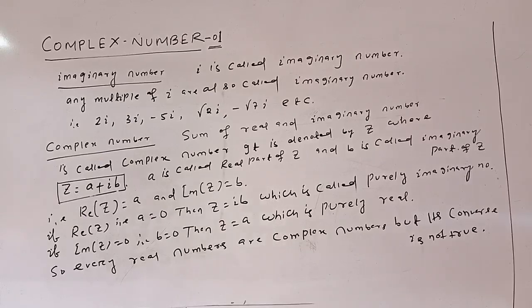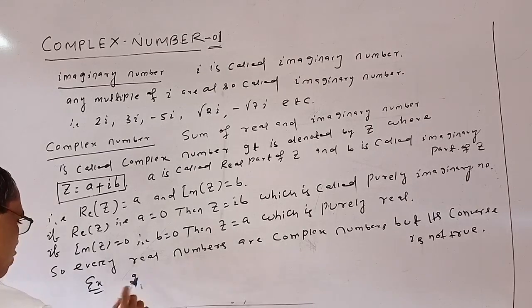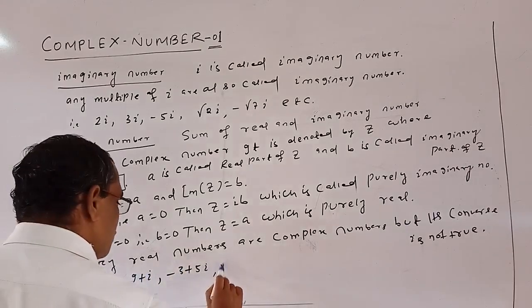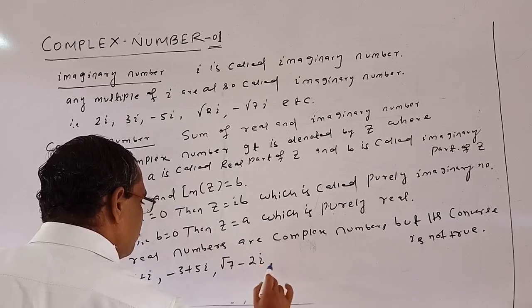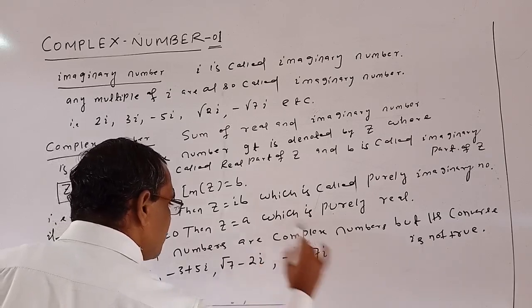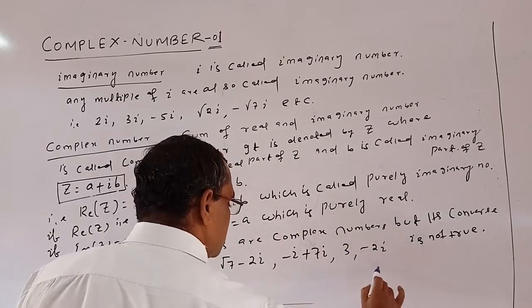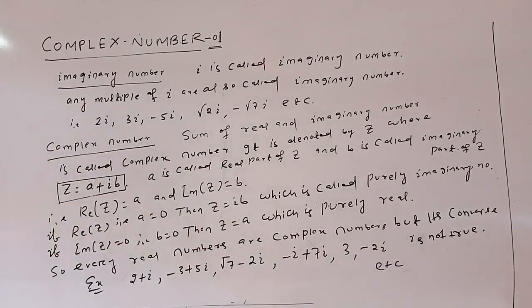Examples of complex numbers: 2 plus i, minus 3 plus 5i, root 7 minus root 2i, minus 1 plus 7i, 3, minus 2i, etc. These are examples of complex numbers. Here these are complex numbers whose real part is 2 and imaginary part is 1. Here a equal to 2 but b equal to 1, real part is 2, imaginary part is 1.